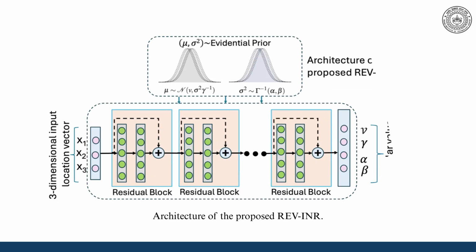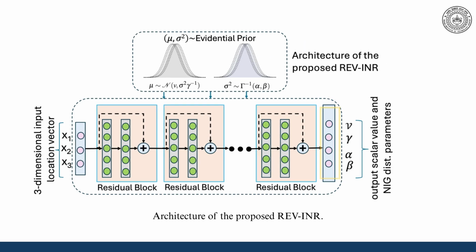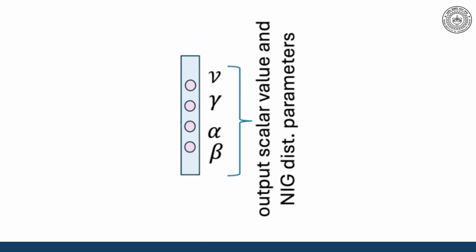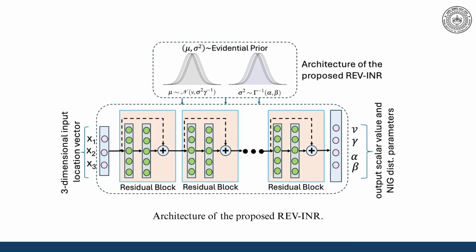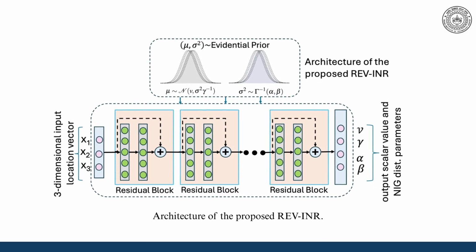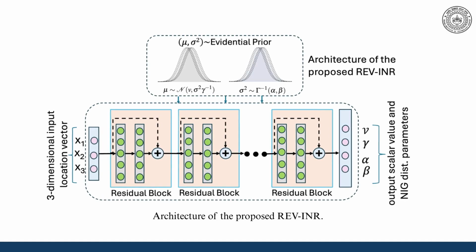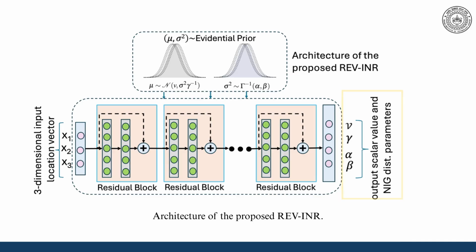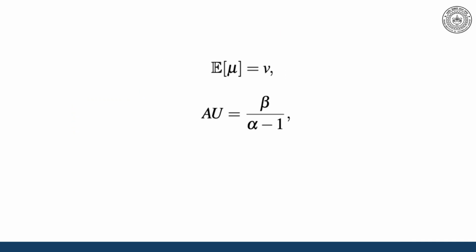REV-INR builds upon a residual INR with a minimal architectural modification, augmenting the final decoder layer with 4 output neurons. These neurons predict the scalar data value along with 3 additional higher-order distribution parameters for uncertainty quantification, using an evidential learning scheme. By placing a Gaussian prior on the unknown mean and an inverse gamma prior on the unknown variance, the network learns a normal inverse gamma distribution at each coordinate. Using the learned NIG parameters, we compute the predicted scalar value along with its associated aleatoric uncertainty, which captures data-level noise, and epistemic uncertainty, which reflects model uncertainty, at each grid point in a single forward pass.